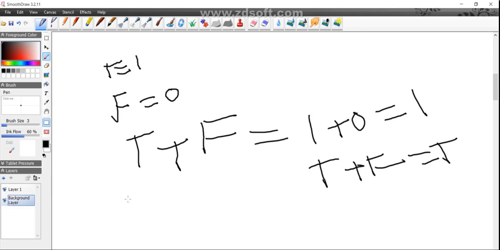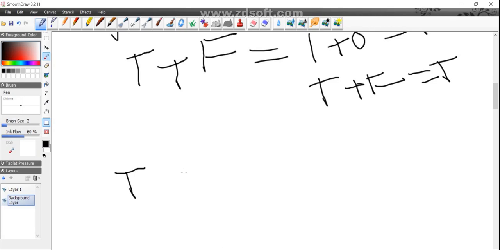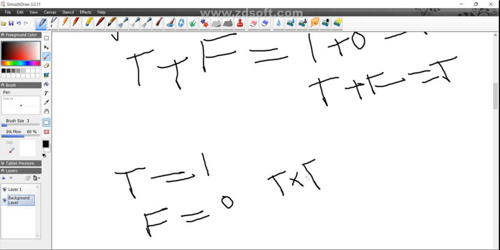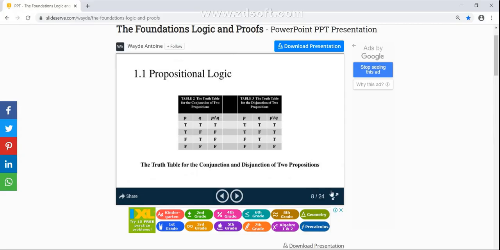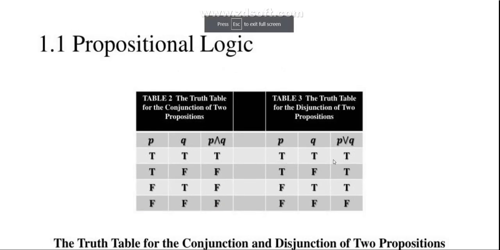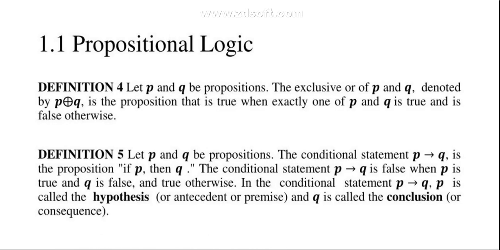And the same for the conjunction. Now if you say T is equal to 1 and F is equal to 0, I told you before the operation looks like multiplication, so T multiply F, 1 multiplied by 0, the result is 0, and 0 is represented by F, so the result is F. Now you can see the truth table of conjunction and disjunction, and you will understand it better when you are assigning bits.